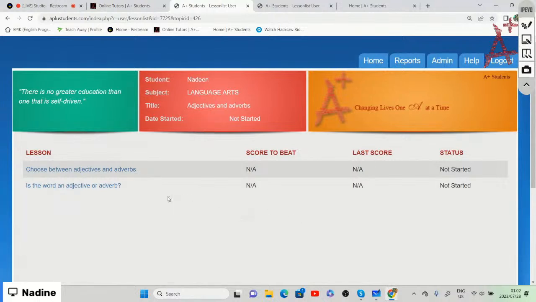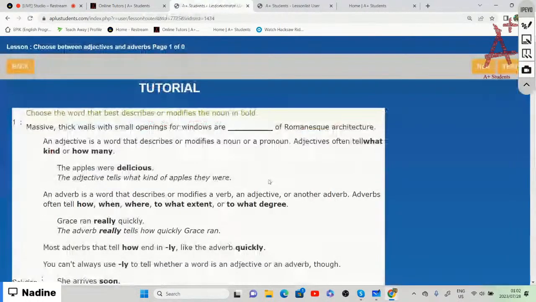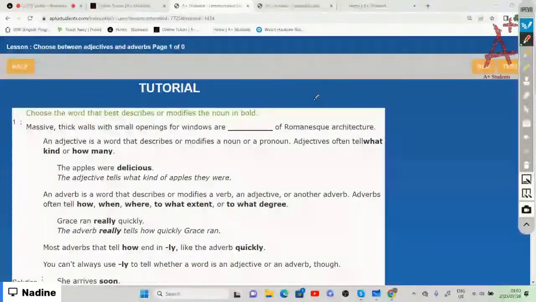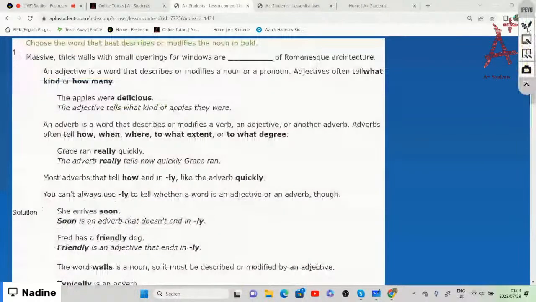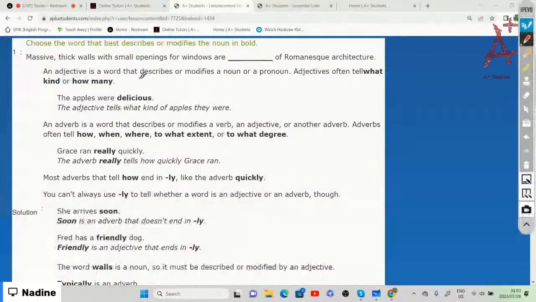Let's go into the first one. And the first one says we need to choose between adjectives and adverbs. All right. Let's start with an adjective. An adjective is a word that describes or modifies a noun or a pronoun, right? Or we can basically just say an adjective tells us about the noun.